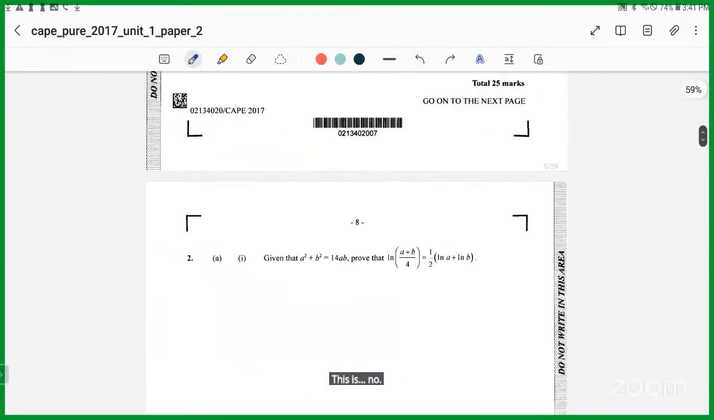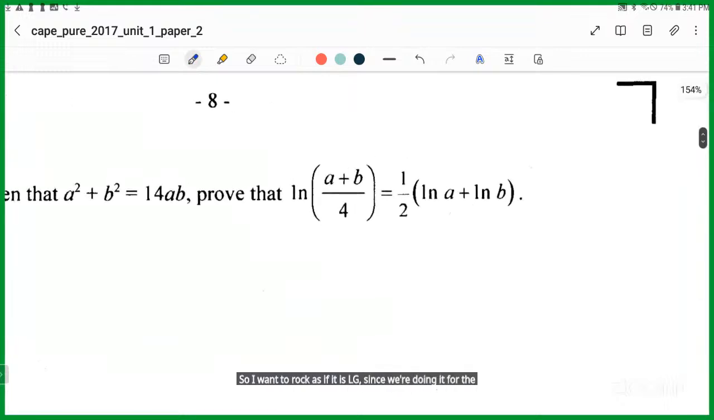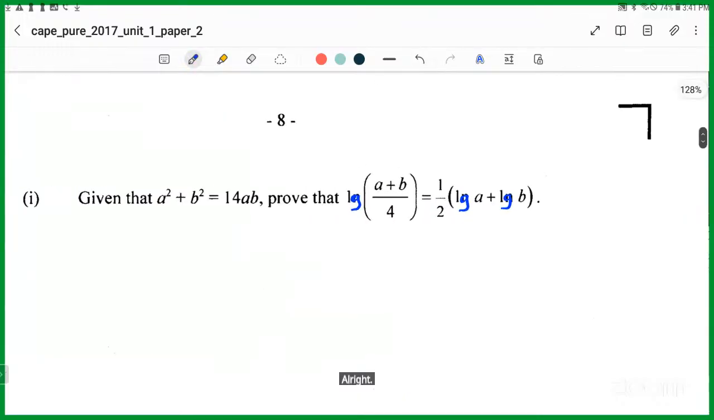Now, the only difference with this, guys, is that this says ln, which is log to base e. It could have easily been lg. So I'm going to work it as if it is lg, since we're doing it for the AdMath students as well. The laws of logs remain the same. AdMath students have to follow through and work it with ln. But I'm just using lg since we're in the same class, right? And for logs with any base, the rules are the same.